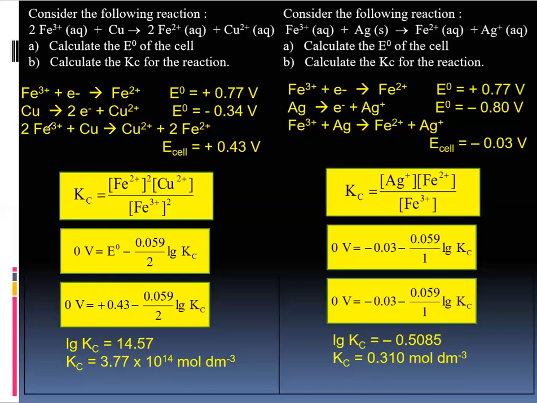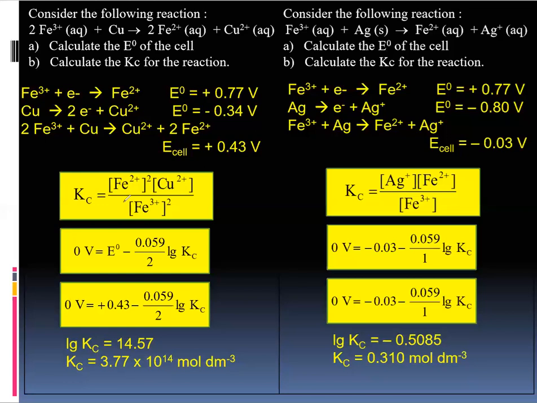Both of them cancel each other out, and then I join the 2 equations together. I'll have 2Fe3+ plus Cu to give me Cu2+ plus 2Fe2+. The E cell will just be the sum of this plus this, so that's plus 0.77 plus minus 0.34. If you do that, we are going to have plus 0.43 volts.